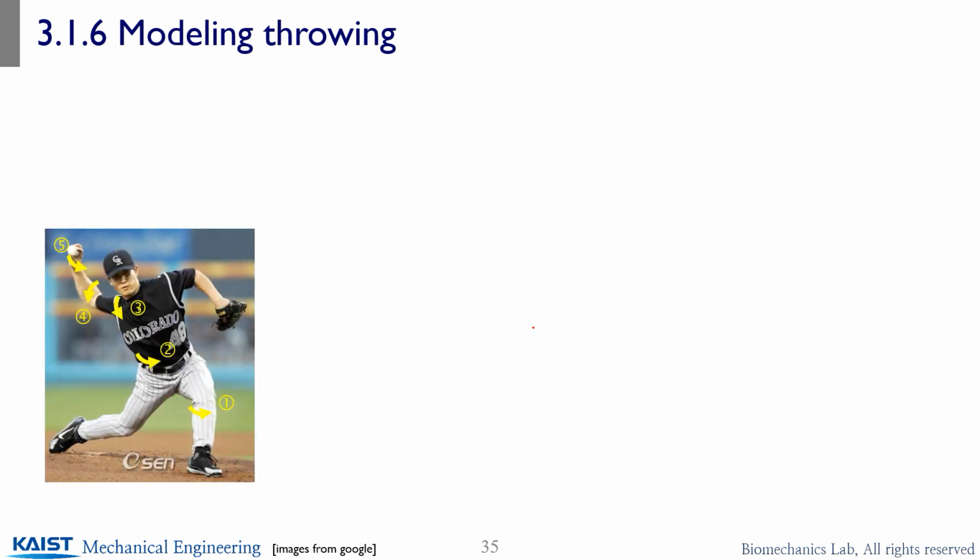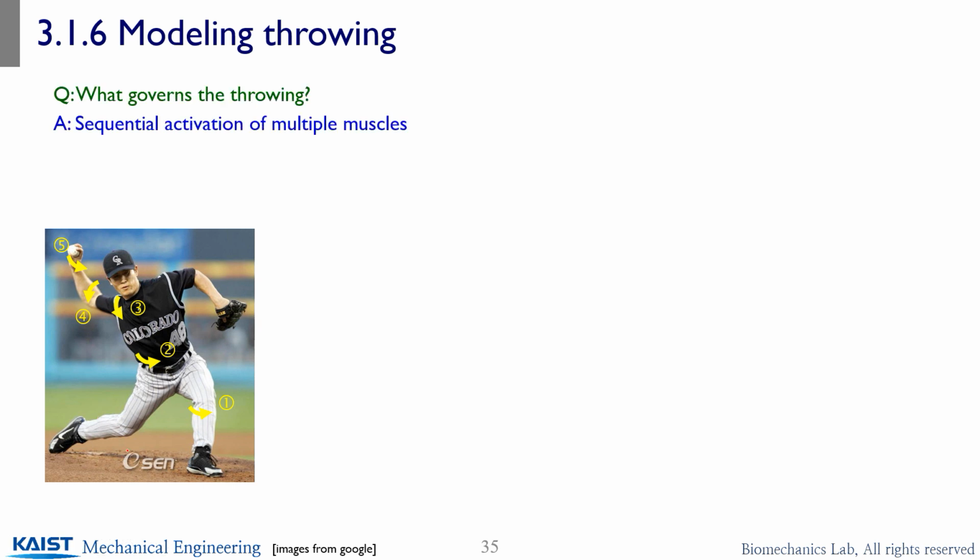In this video, we are going to study the modeling of throwing. Okay, so throwing motion, as we could see from this picture of Kim Byung-hyun, the Korean major leaguer, we could see the sequential rotational motion of the body, from the torso to the shoulder, the elbow, and the wrist. There are some sequential delayed motions that could be observed.